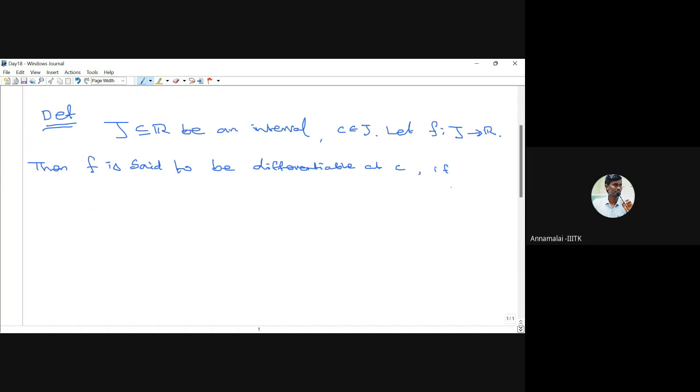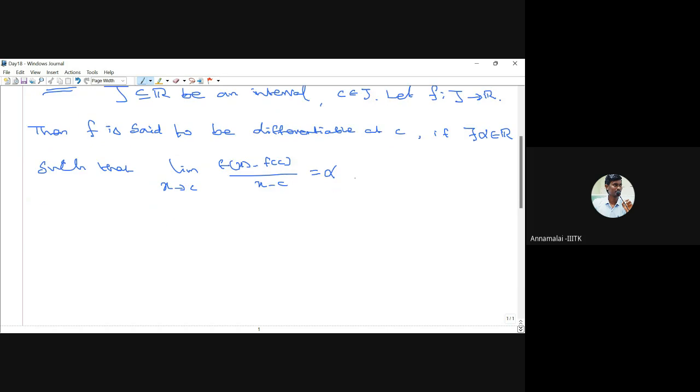That is, if there exists a real number alpha in R such that the limit as x goes to c of (f(x) minus f(c)) divided by (x minus c) exists, and we call the limit alpha. Then we say that f is differentiable, and we denote this alpha by f dash of c. So the limit should exist.